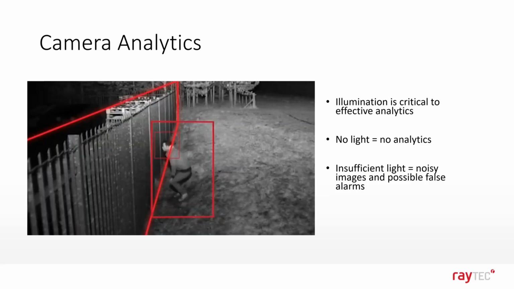And then if you've got a noisy image, that might mean that you're getting a lot of false positives because the noise can cause movement and things like that, especially when the analytics have been trained to detect small objects. So yeah, just emphasizing again, very important to consider lighting, even more so when you're using camera analytics.